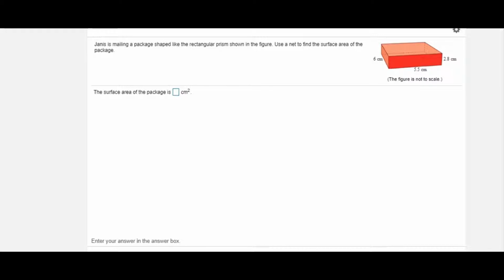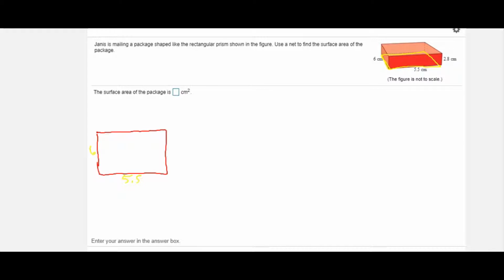So when we draw the net, we want to draw the base first. So I'm going to draw my base. And if I outline the base right here, this is my base. And what are the dimensions of my base? 5 and 5/10 times 6 centimeters. Exactly. So I have my base.